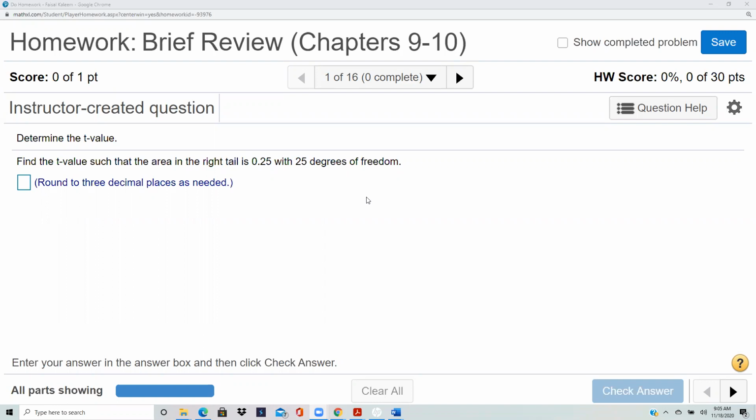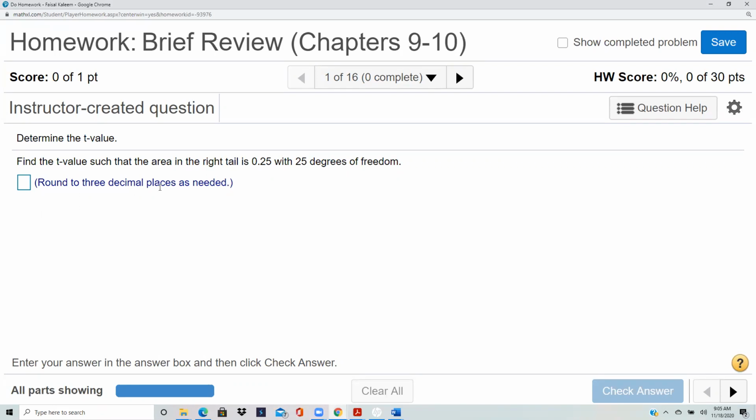So you see it now? Yes. All right. So find the t-value such that the area in the right tail is 0.25 with 25 degrees of freedom. So what do you think? For the t value, yeah.